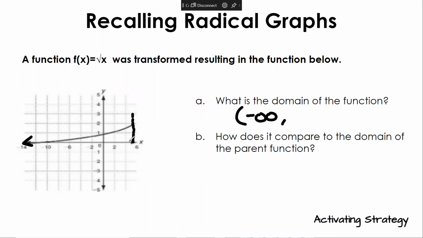Not 6, but like in between 4 and 6. What number is in between 4 and 6? 5. Okay. And we're going to put a bracket around this one. The reason why we put a bracket is because it's inclusive. It actually touches it.